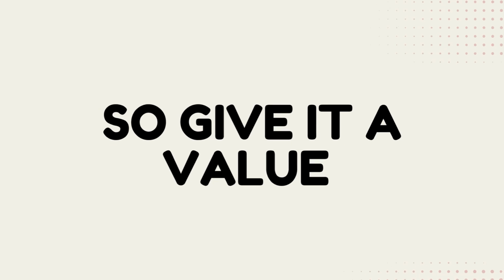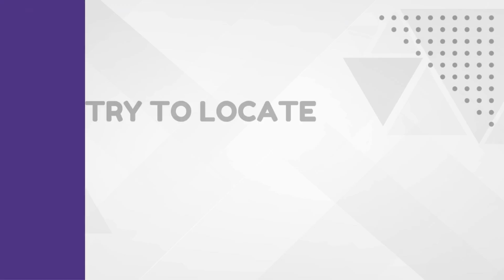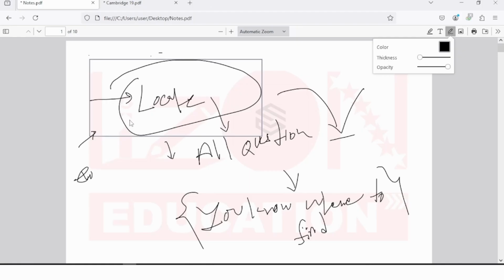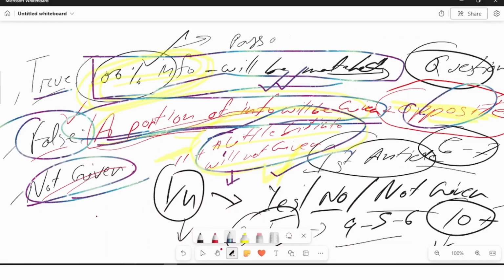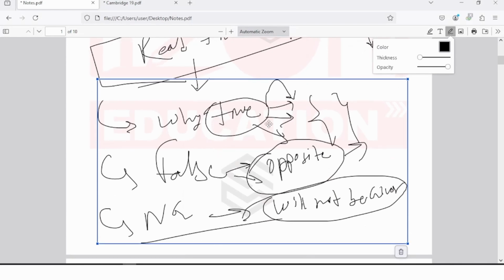All right, so give it a value, and the first thing you must do is the locating. Don't just look at one question, try to look at all the questions. Maybe you will not be able to locate all of them, maybe 1 or 2 questions you will find difficult, but it will help you to find it in the right way. Then when you read the question, try to understand what kind of information I'm going to get if the answer is true, what kind of information will be given opposite if the answer is false, and what kind of information will not be given if the answer is not given. Ask yourself these 3 questions first, and then go and find out. It will become much easier for you to answer.